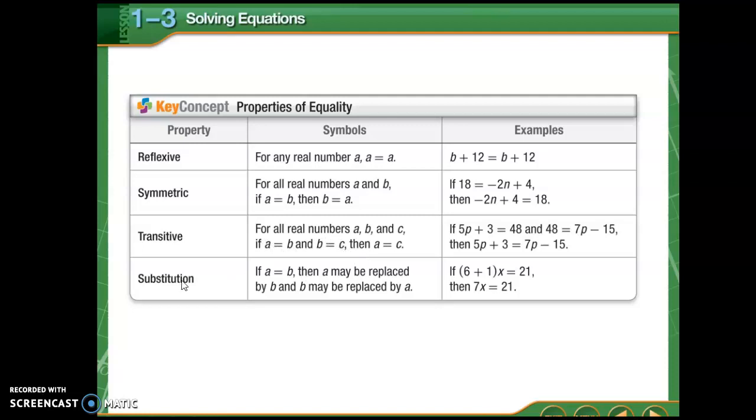And then the last one is substitution. If a equals b, you can substitute a and b. You can replace a by b, or you can replace b by a. So those are the properties of equality, and we're going to use these in solving equations.